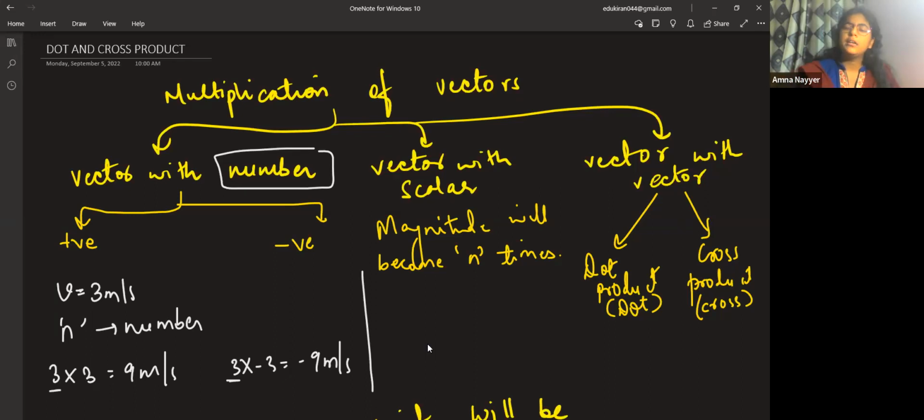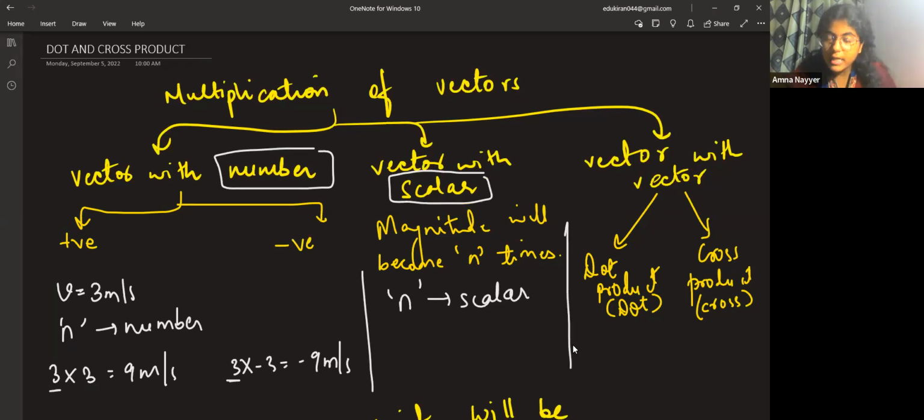Fine. Magnitude will become n times. n is your scalar here. Whatever is the value given, n is scalar. So the vector will become n times. That means it will get multiplied. Now, this is also easy. These are just basic multiplications. Here also you are getting it multiplied n times. In this case also you are getting it multiplied n times. Easy. You have to do nothing. You just have to multiply the two quantities. Whatever it was, it will remain as it is with just a multiplication.